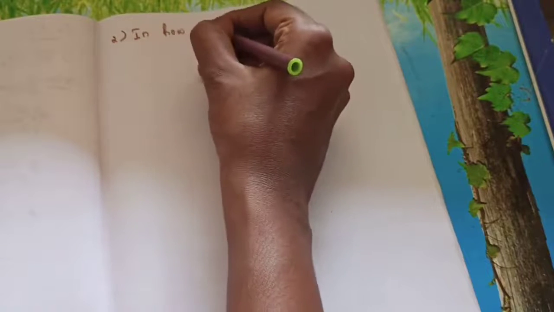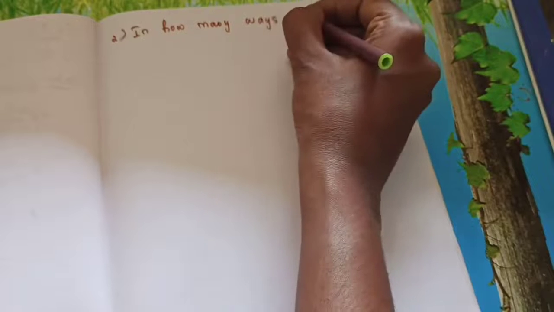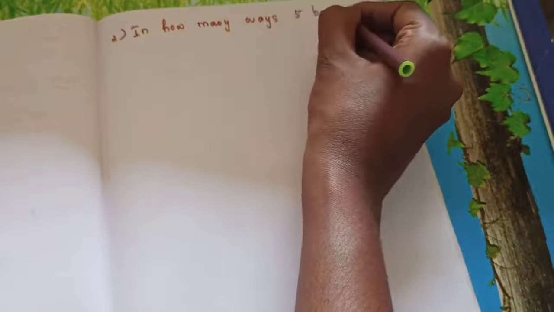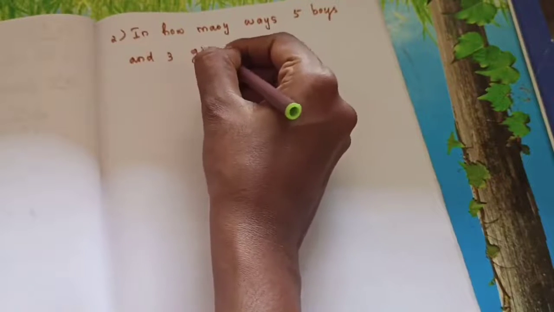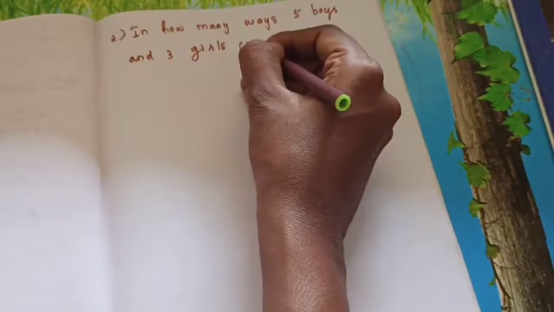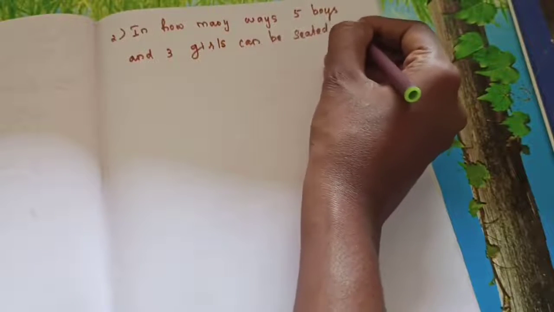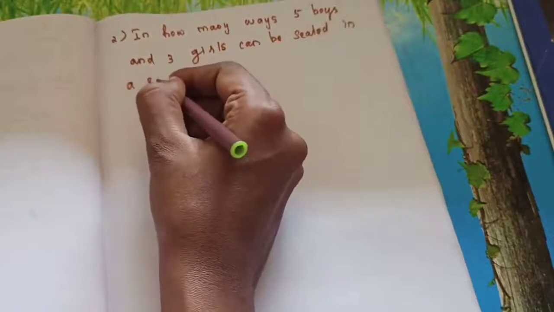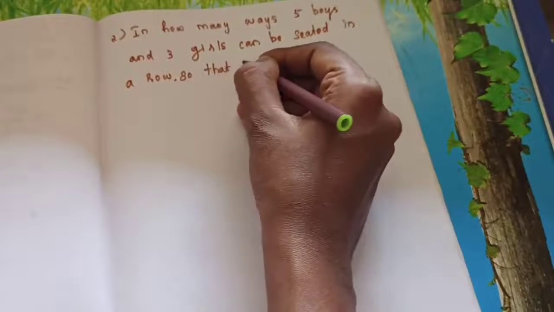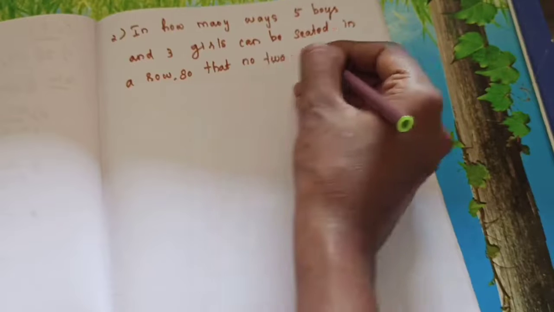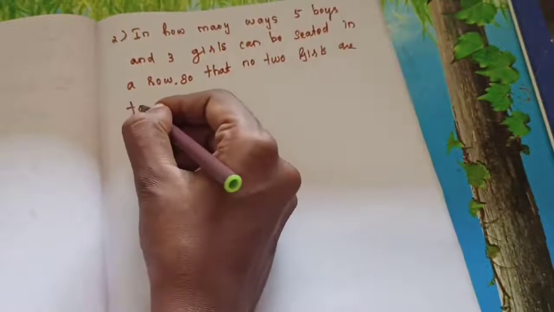In how many ways can 5 boys and 3 girls be seated in a row so that no 2 girls are together?